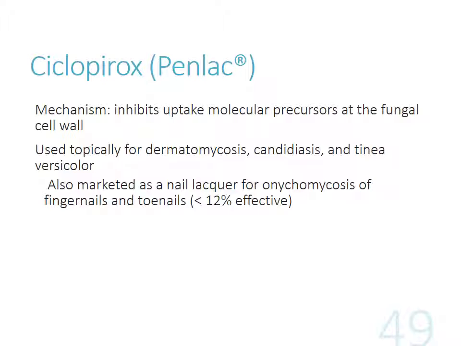You have ciclopirox or Penlac. This is another common one you might see being used, especially since I believe it's available over the counter. This one is inhibiting uptake of certain molecular precursors to help produce the fungal cell wall. So a little different mechanism there, but still working against that cell wall. Here you can see it for lots of different fungal skin infections. And Penlac is a nail lacquer. You'll actually put it on the nail itself, fingers, toenails, and again, very infrequently is it effective, say less than 12%. But it's a common over-the-counter product people at least try.